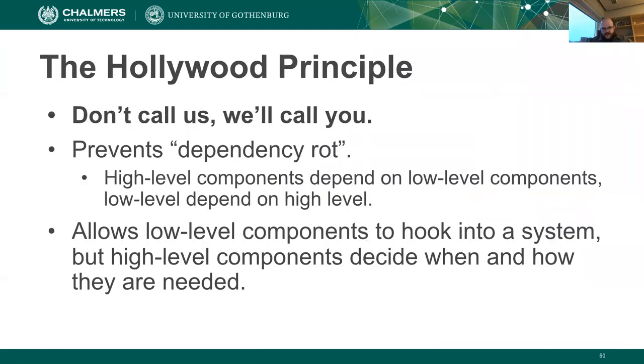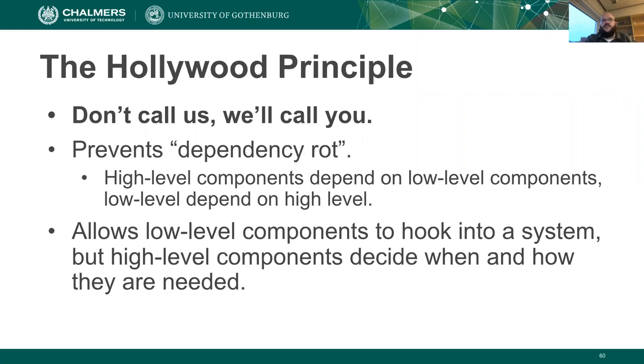And it turns out this is another design principle, what's called the Hollywood principle. Don't call us, we'll call you, right? What does this have to do with OO development? Well, this prevents something called dependency rot. When you have high-level components depend on low-level components, and those components depend on high-level components, and they have a circular dependency between them, it creates a cycle between the high and the low level. When you have dependency rot, it's hard to understand how your system was designed. And so if you implement this Hollywood principle, this is going to let your low-level components hook into the system, but your high-level components decide when and how they're needed. And that prevents a circular dependency.